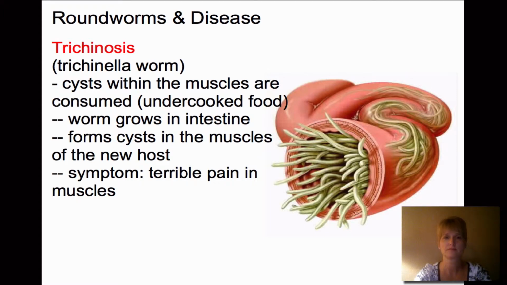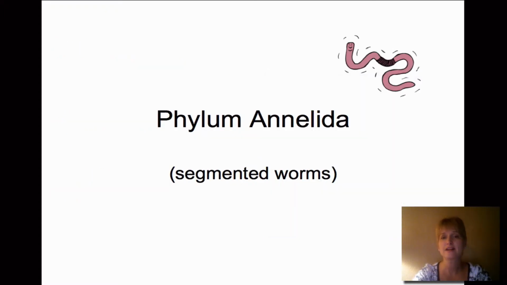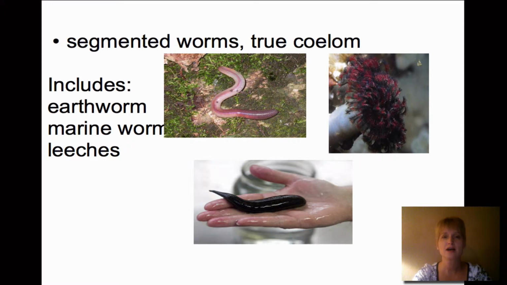All right, the next one is the phylum Annelida, and this is the segmented worms. So these are the earthworms that you've seen. They have a true coelom. It includes earthworms and marine worms. If you look at this picture on the right-hand side, that's a feather duster. That's actually a marine worm. And then the leeches are also in this phylum.